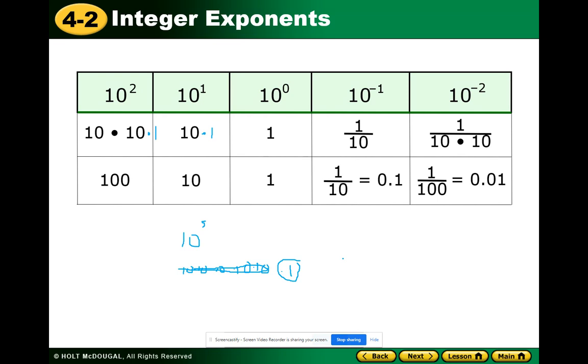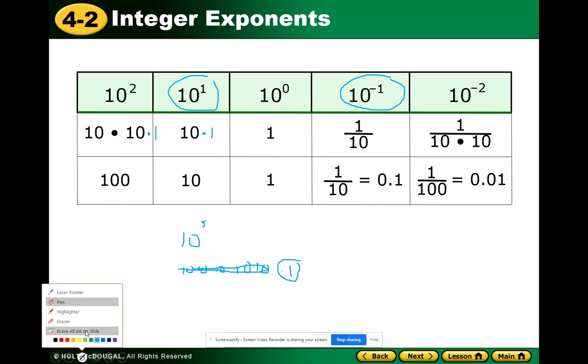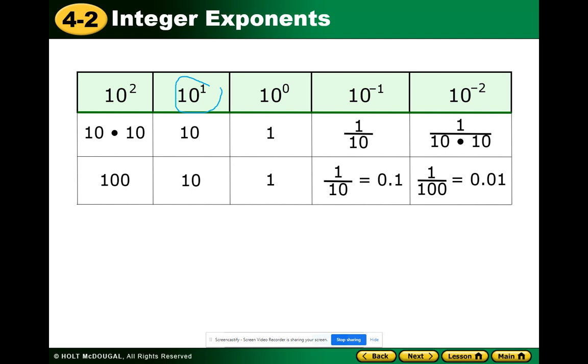All right. Then the other thing that we notice, I want you to look at this one, 10 to the first, 10 to the negative first. How are they alike, Lucas? How are 10 to the first and 10 to the negative first alike? Right. What's the difference in them, Lucas? Right. That's very well put. So it's 10 one time, okay? This one is 10 over 1, right? This one is 1 over 10.